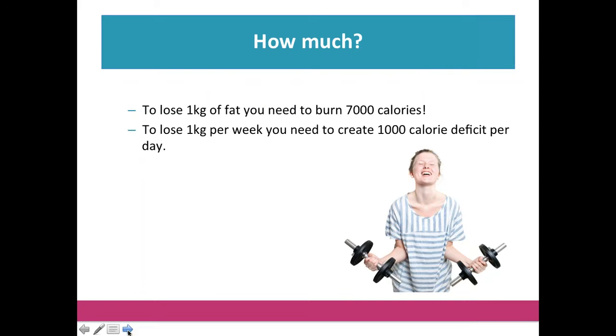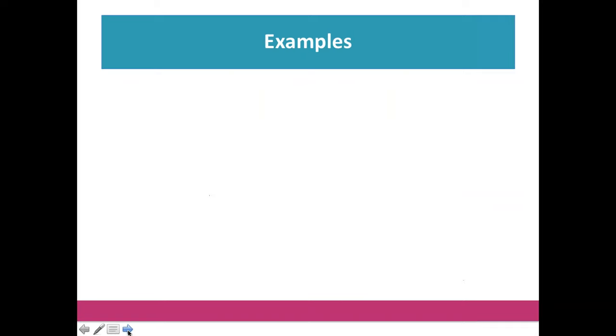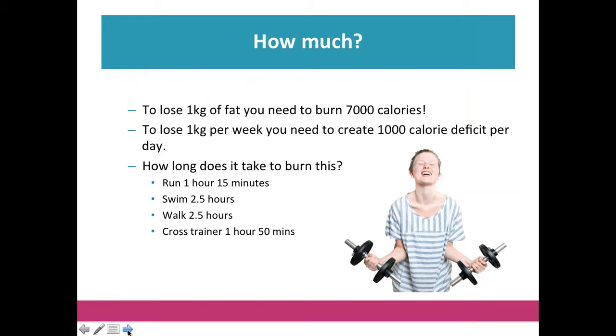So to lose 1 kilo of body fat in a week, you'll need to create a calorie deficit of 1,000 calories each day. Now, how long does it take to burn these many calories with exercise? You're looking at running for about an hour and 15 minutes to do 1,000 calories, if not longer, depending on your speed. Swimming for 2.5 hours, walking for 2.5 hours, going on the cross trainer for an hour and 50 minutes. Oh, that was quicker than I thought, sorry.